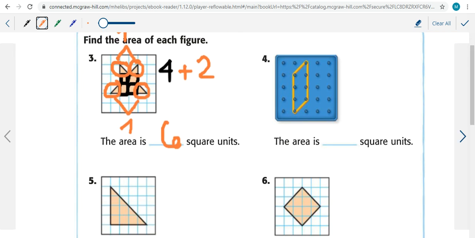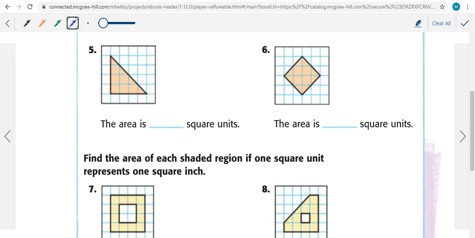Now, let's do number 4. The first step is to count the whole squares. We have 1, 2 whole squares plus, how many halves do we have? ¿Cuántas mitades tenemos? 1 and 2. And remember that 2 halves make 1 whole. 2 mitades me hacen un entero. So 2 plus 1 is 3.